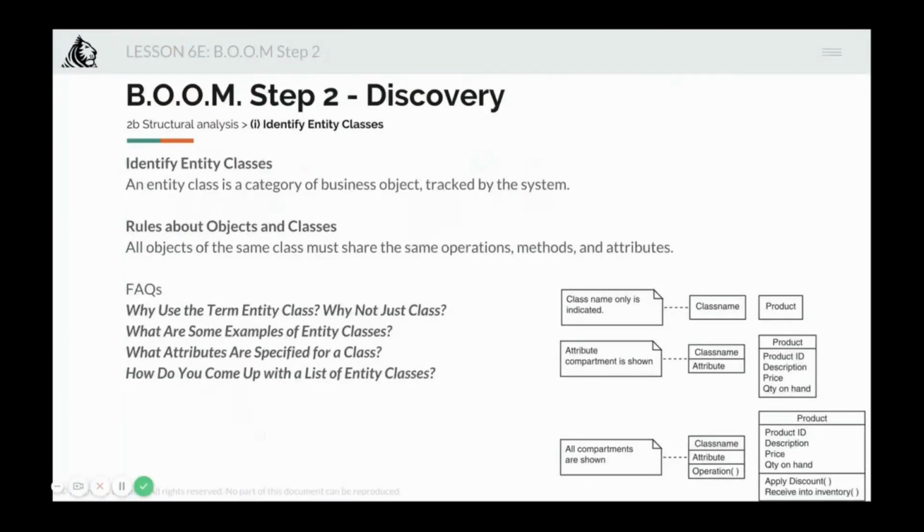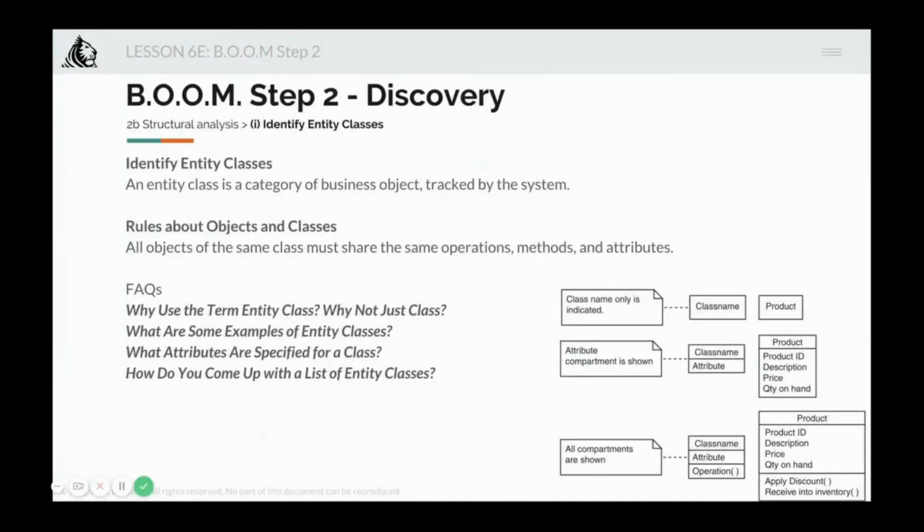So how do you do structural analysis? You start by identifying entity classes. An entity class is a category of business objects tracked by the system. We'll come to each one of them. Rules about objects and classes is the next thing you identify, which is that all objects of the same class must share the same operations, methods, and attributes.